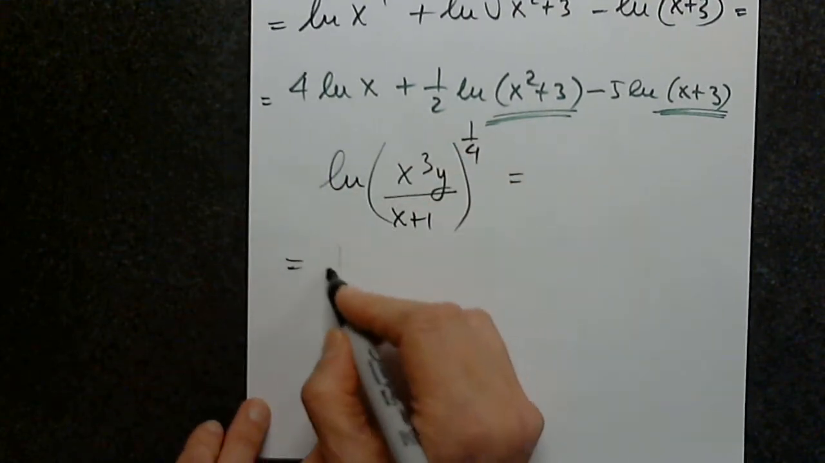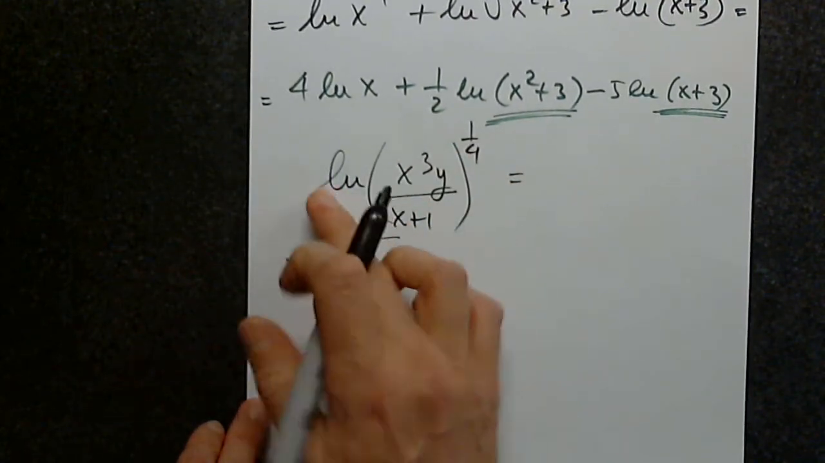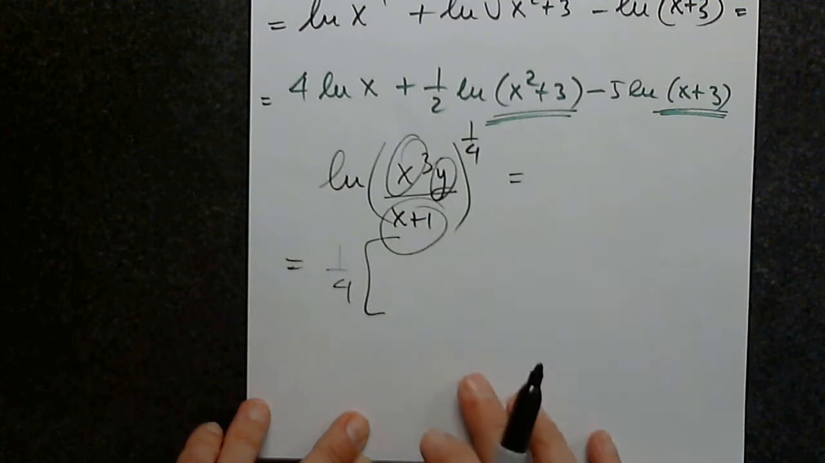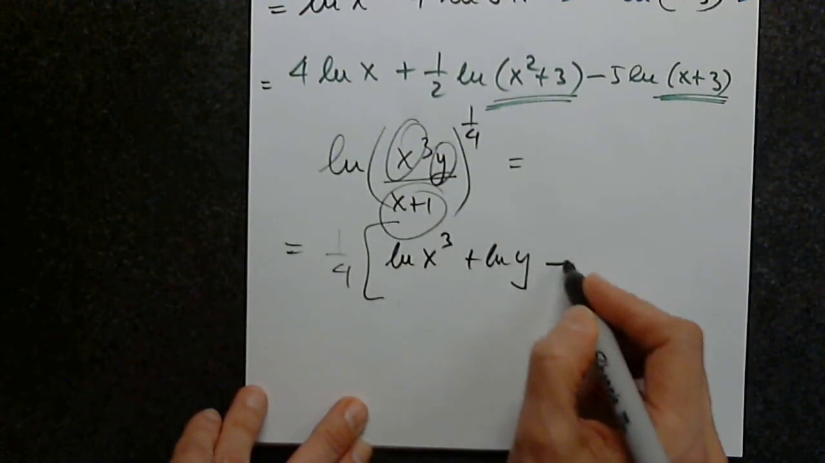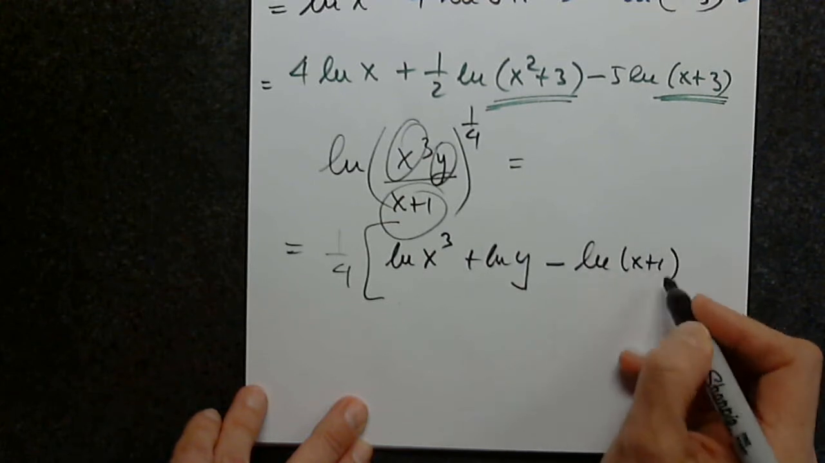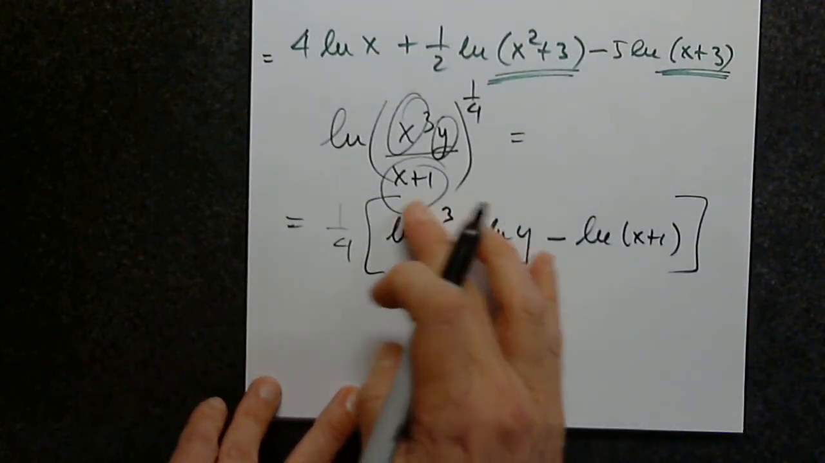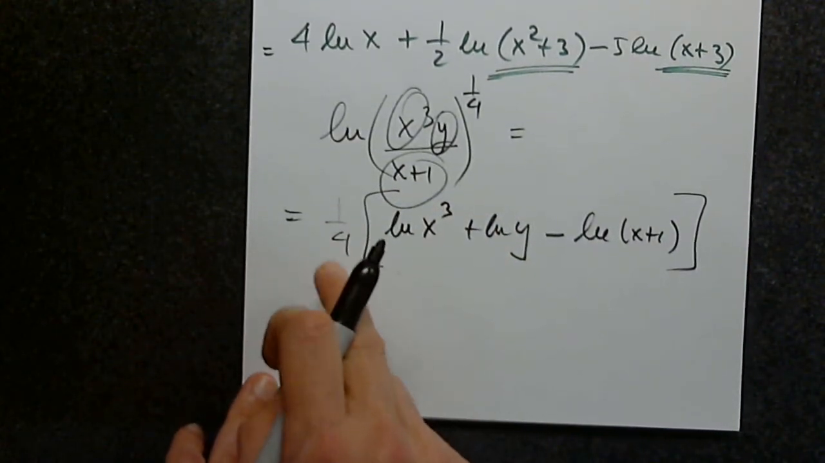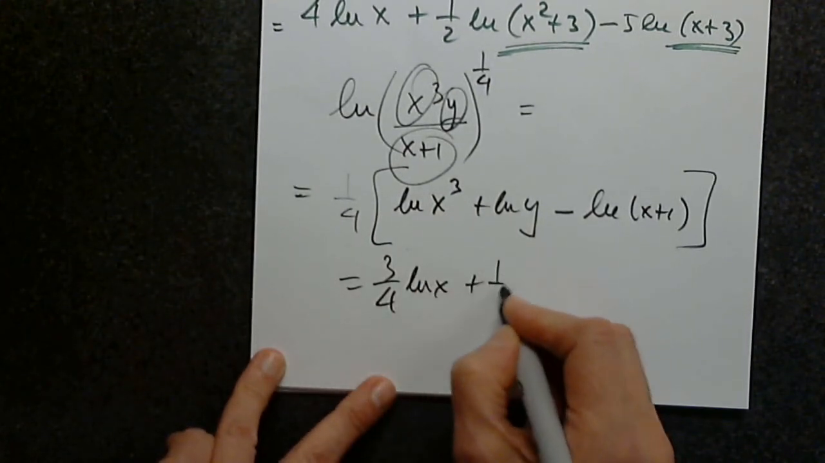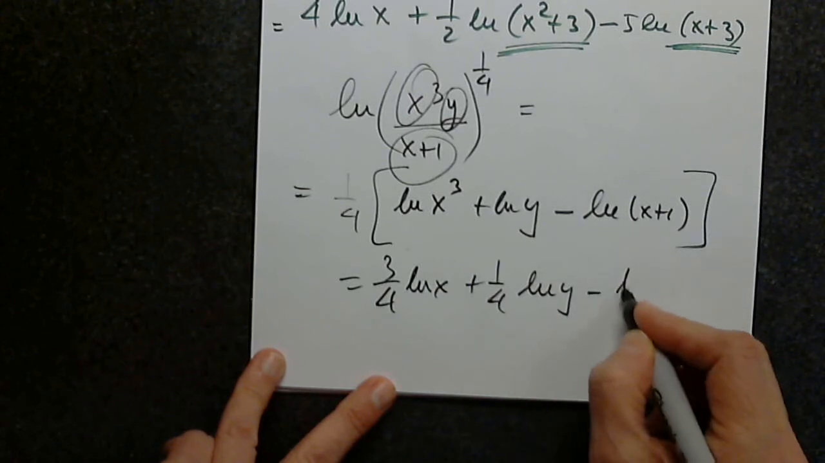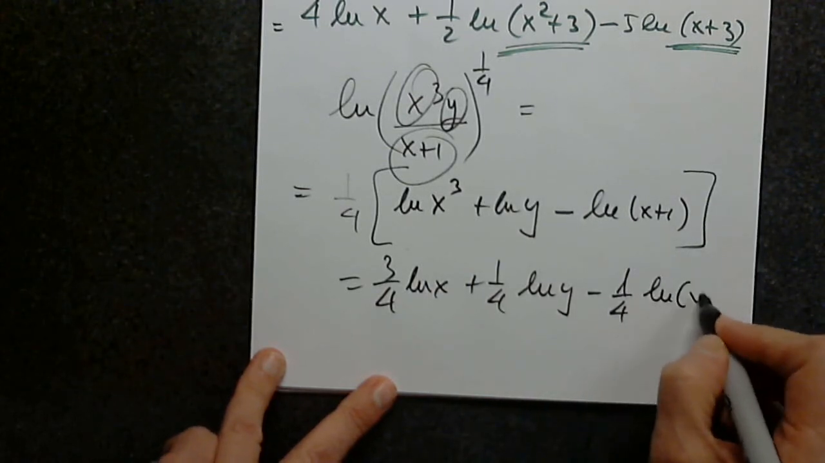Right. First, I need to bring 1/4 in front. And then I have 1, 2, 3 quantities. So I have natural log x cubed plus natural log y minus natural log x plus 1. I bring the power down and I distribute 1/4. 3/4 natural log x plus 1/4 natural log y minus 1/4 natural log x plus 1.